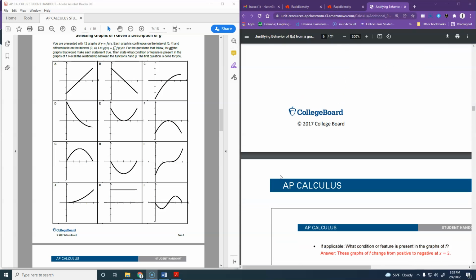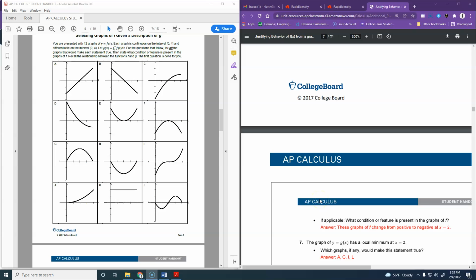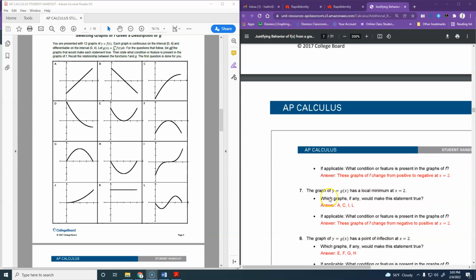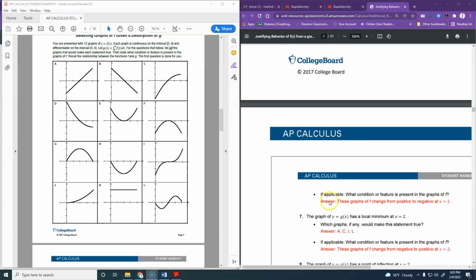Okay. What about 7? Correct. We need negative to positive. You should have A, C, I, and L. 7: A, C, I, and L.